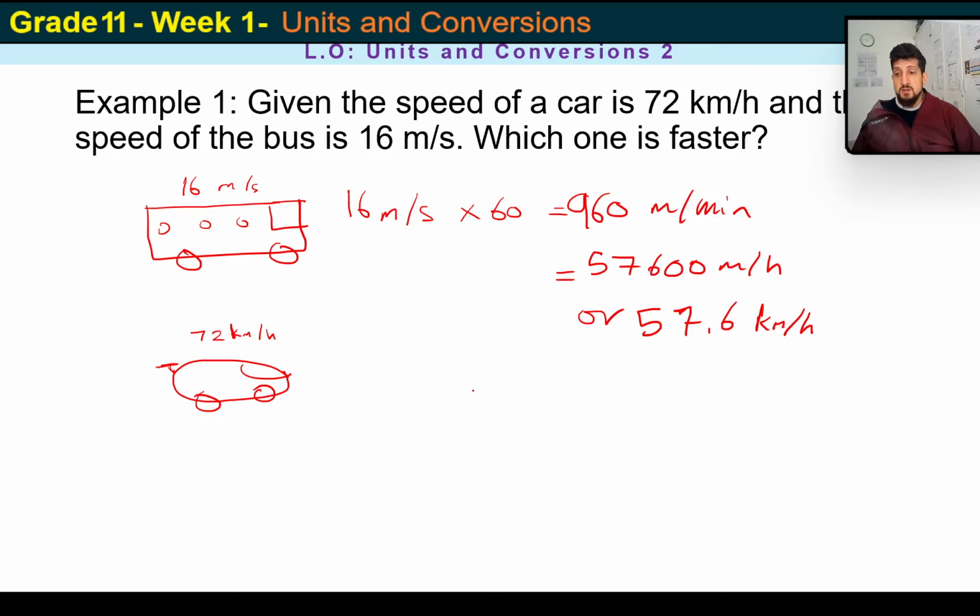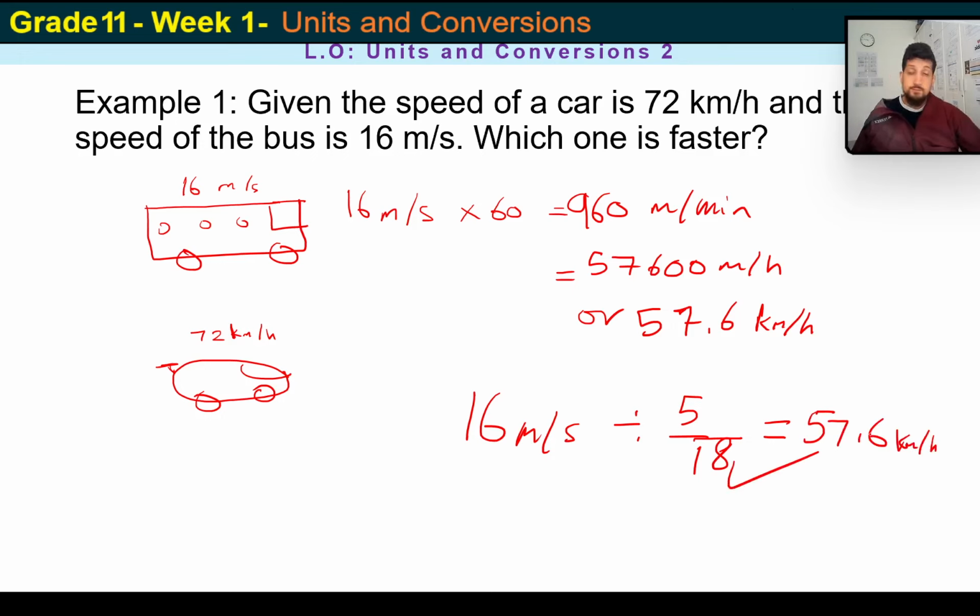Another way I could have done this is I could have gone 16 meters per second divided by 5 over 18, and that equals 57.6 kilometers per hour. So that would have been the shortcut way.